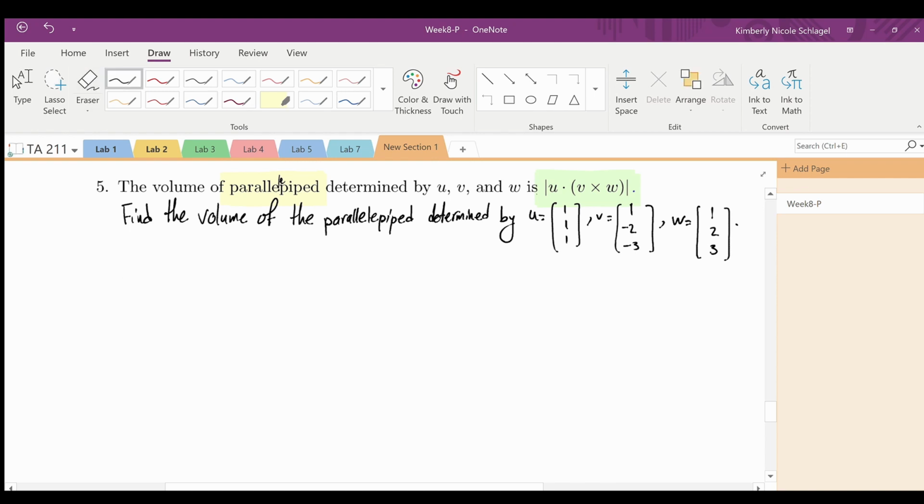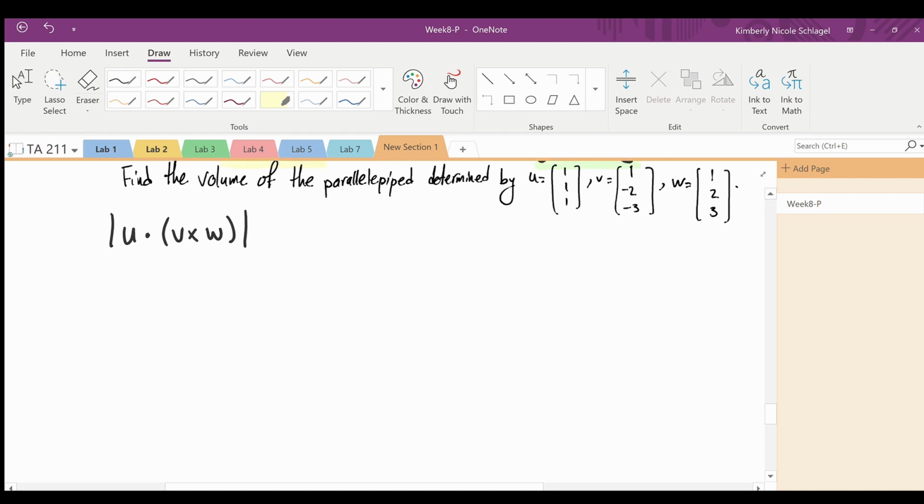Something to note though is that you might think of a determinant at first, but it's actually an absolute value. Another thing about math is that we're reusing the same symbols for a lot of stuff. Anyway, so we have the absolute value of U dotted with V cross W.